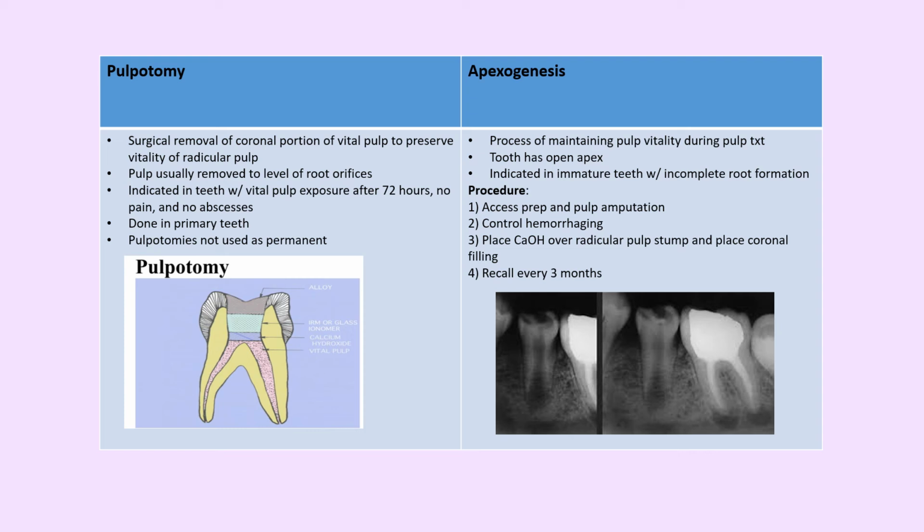So when you use calcium hydroxide, in 3 months, it will create a barrier and then you can fill up the canal. While if you use MTA, you can do the obturation the next day itself.